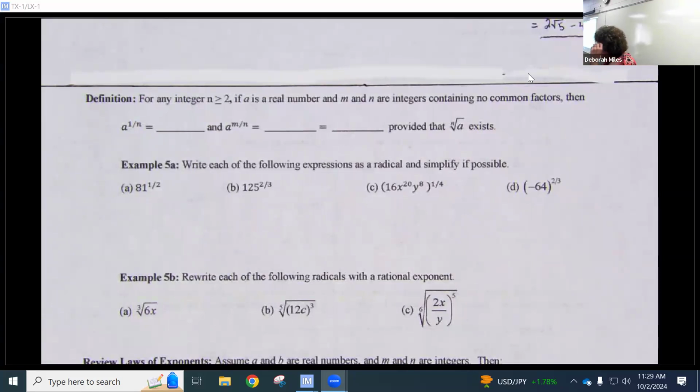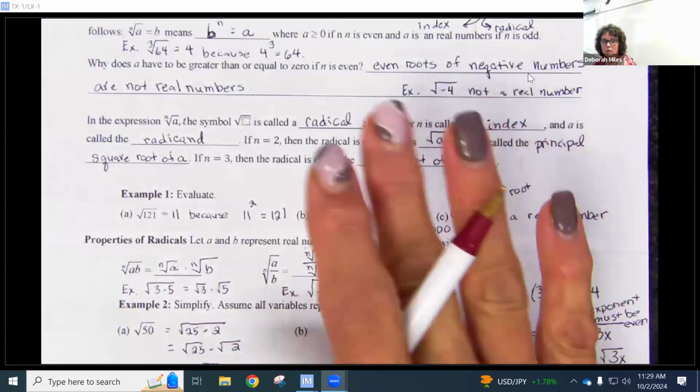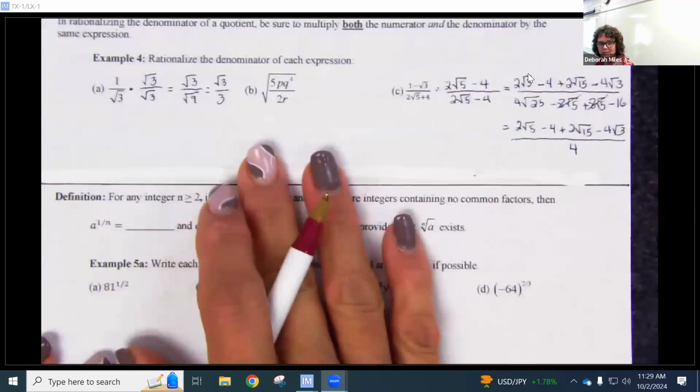Finishing up the lesson 9 notes. We didn't get a whole lot done last time. We talked about radicals and square root principles, square roots, properties of radicals, simplifying radical expressions, and the very last thing we did was rationalize the denominator.